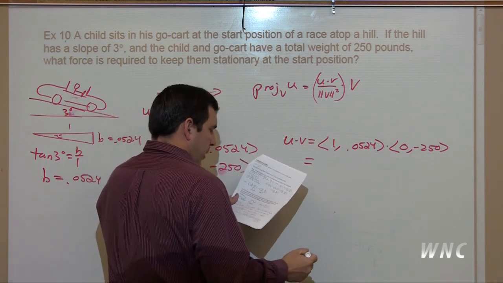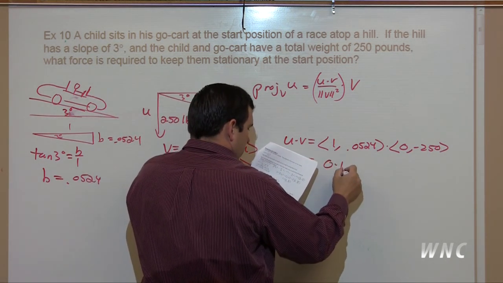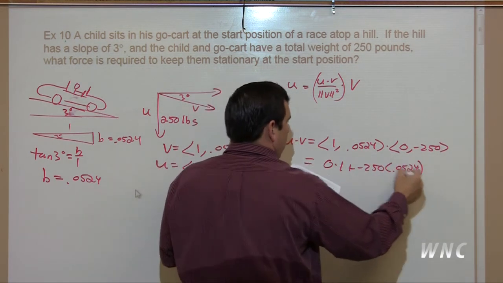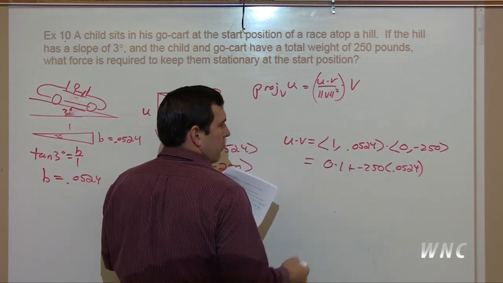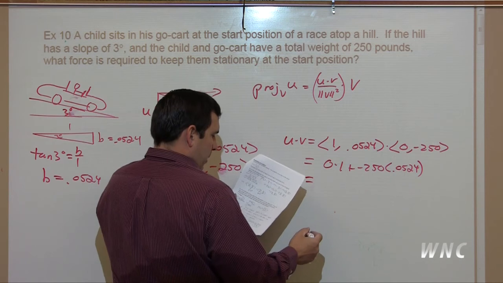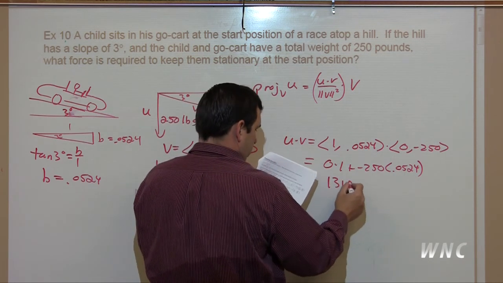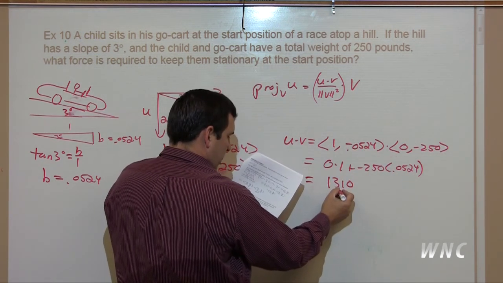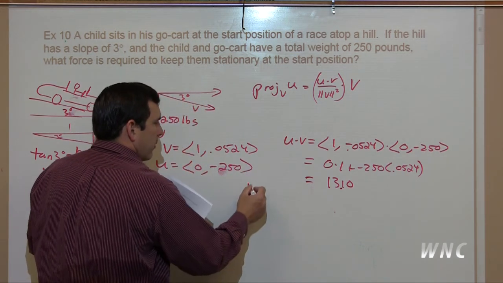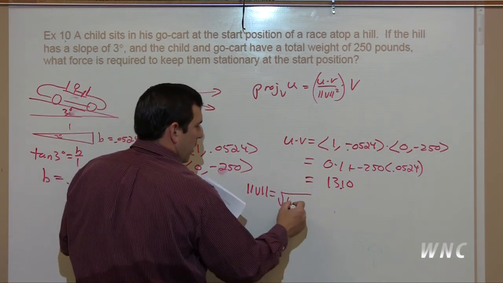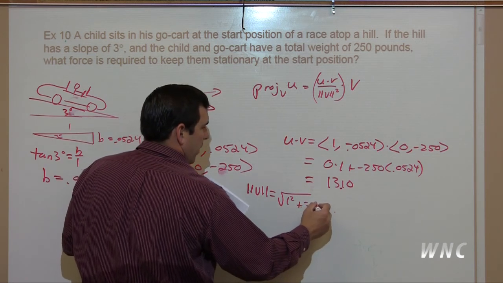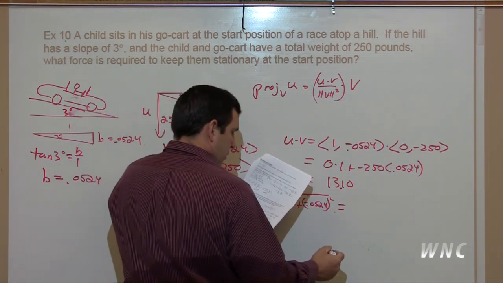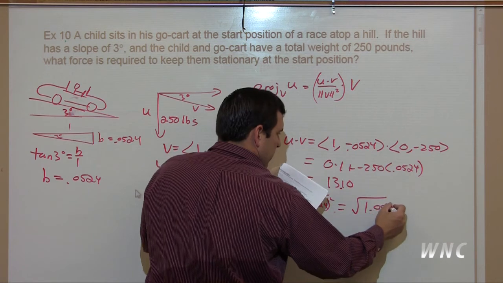Our u dot v comes out to be 0 times 1 plus negative 250 times 0.0524. I wrote these backwards, but it's fine. I wrote a v dot u. It's the same thing, though. And we end up with, oh, this should be negative there. That's negative 13.10. The magnitude of v is going to be the square root of 1 squared plus negative 0.0524 squared. And this comes out to be square root of 1.0027.